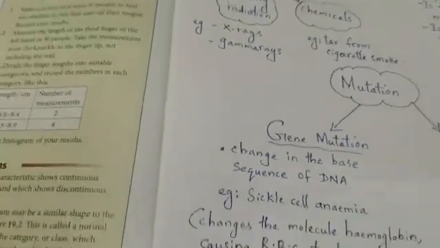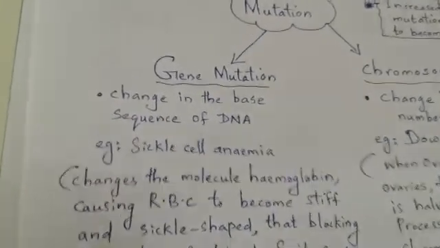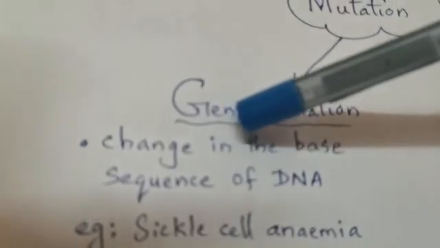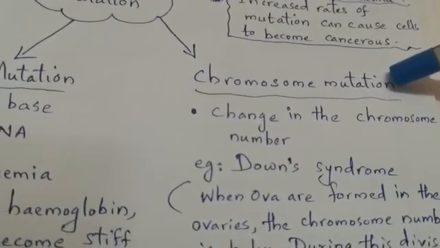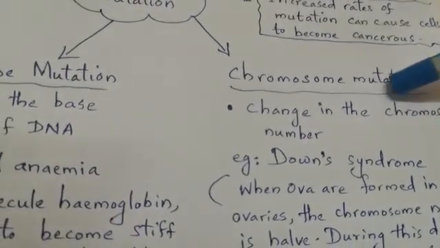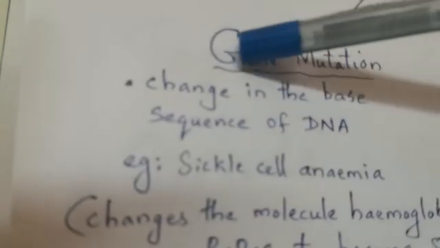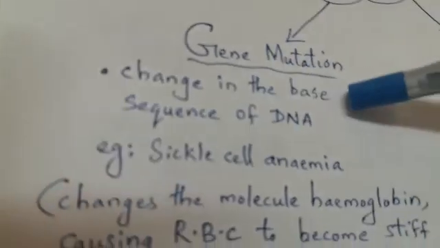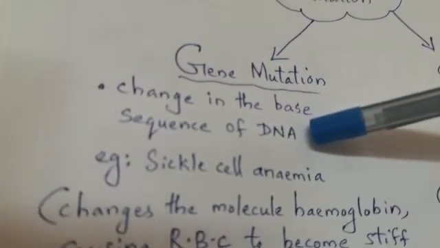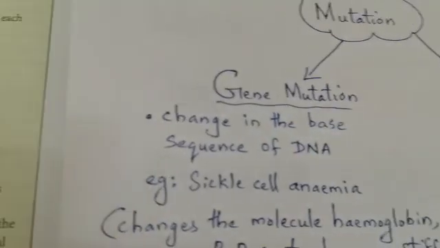Now there are two kinds of mutation. The first one is gene mutation, and the other one is chromosome mutation. Gene mutation, as the name indicates, is the change in the base sequence of DNA or in the gene. A change in the base sequence of DNA.